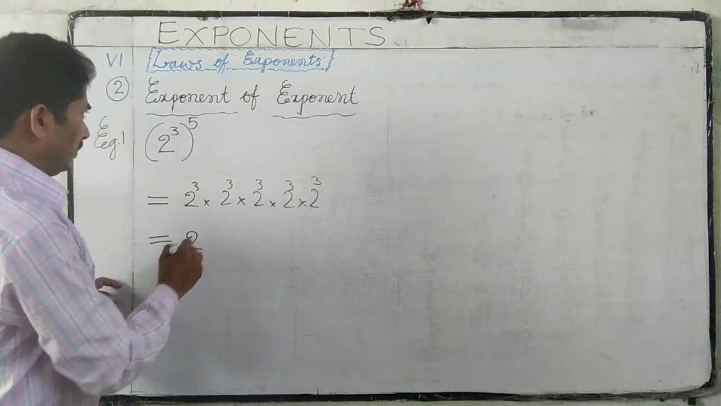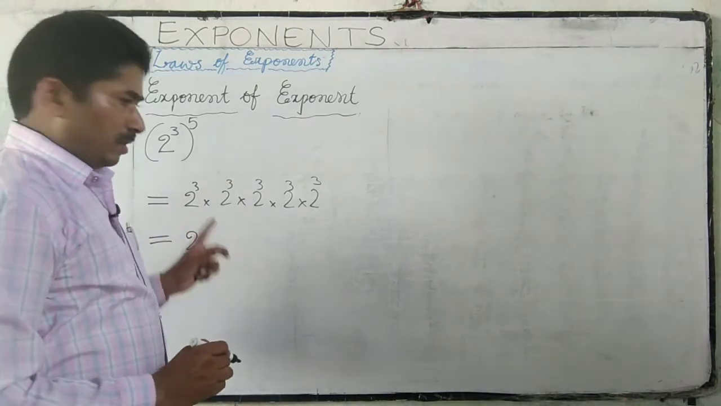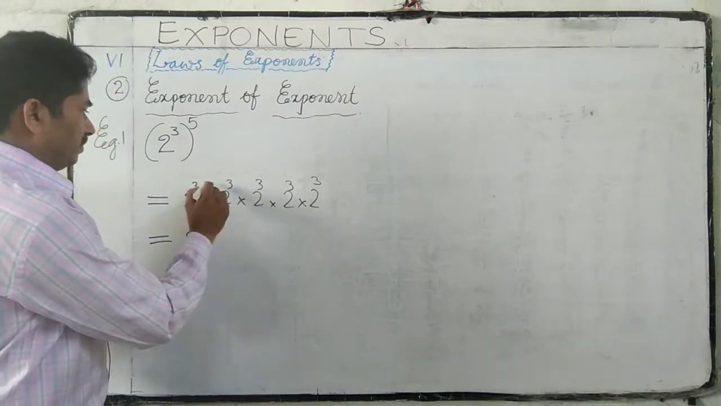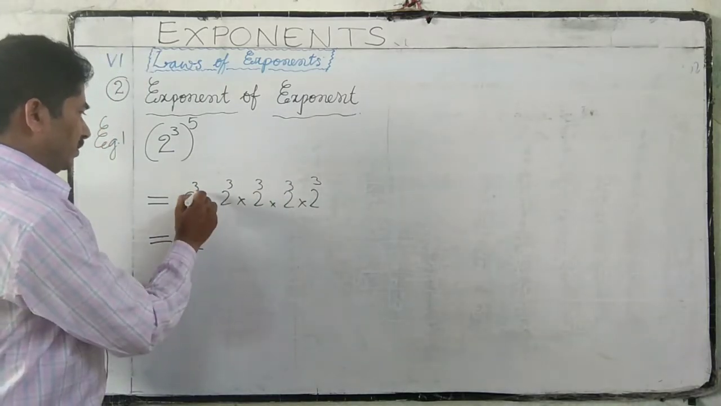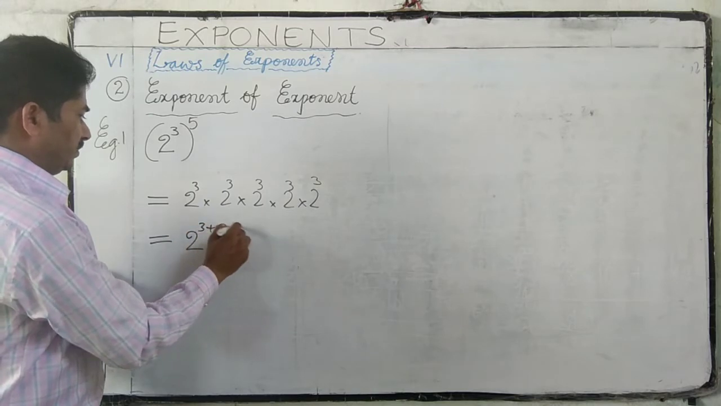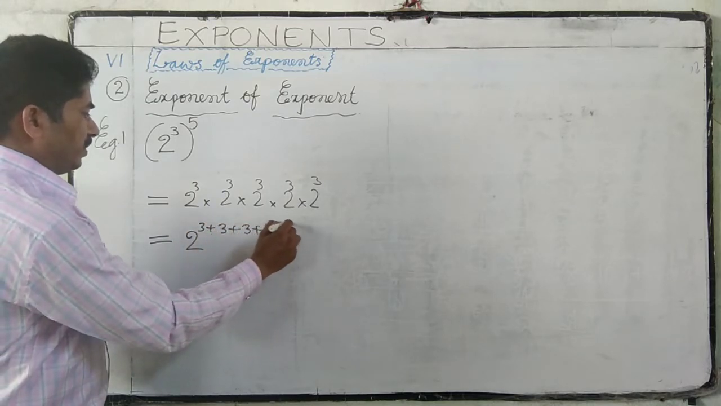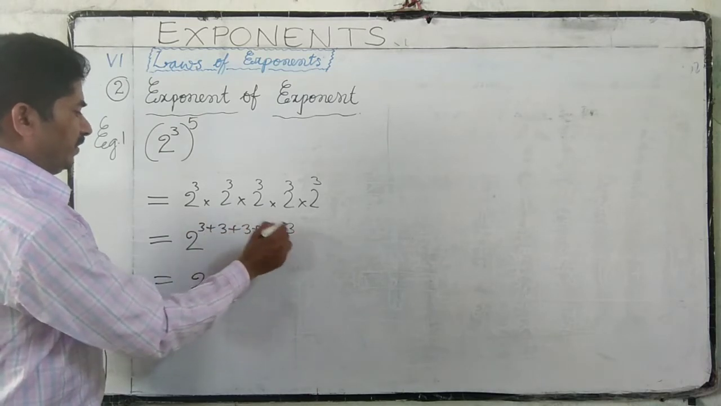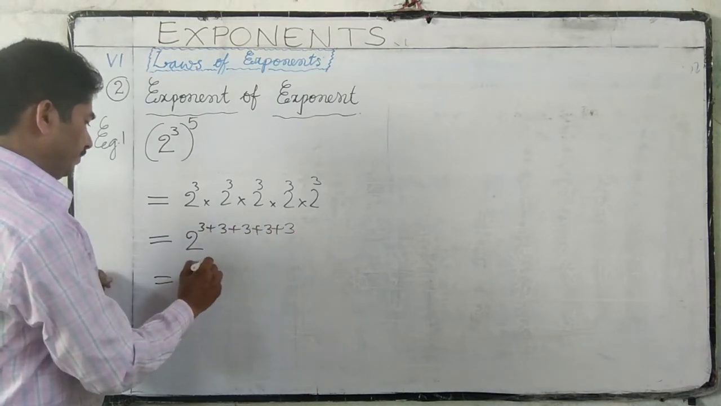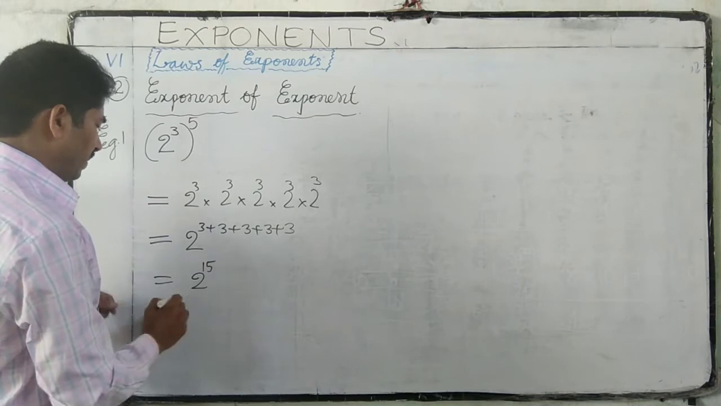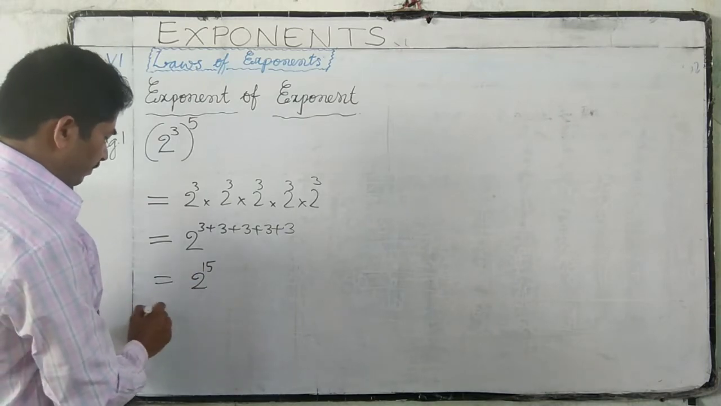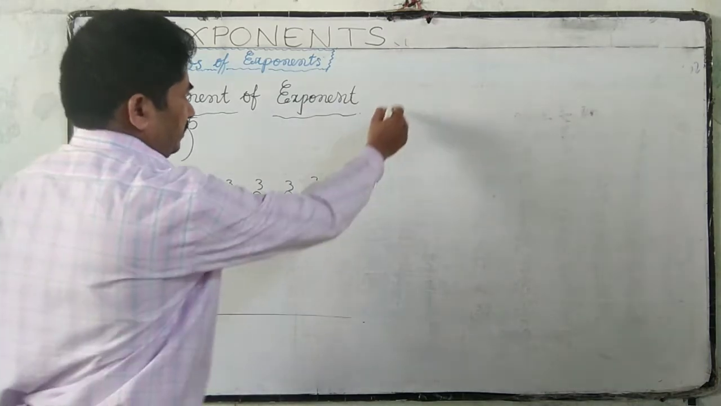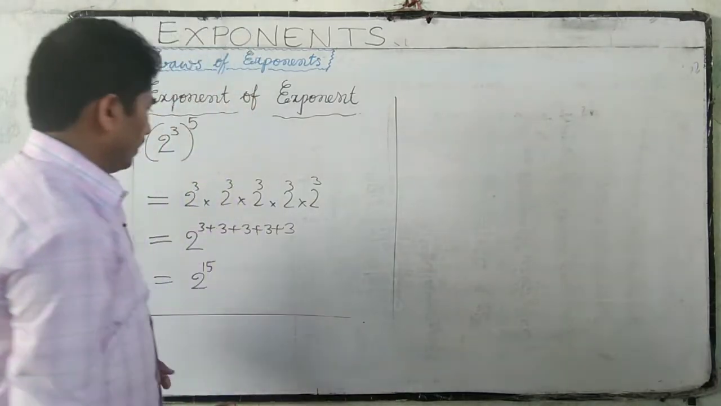So we know the first formula. Basing on this, we can add 3 plus 3 plus 3 plus 3 plus 3. 3 times 5 is 15, so 2 to the power of 15. Basing on this, we can write directly.